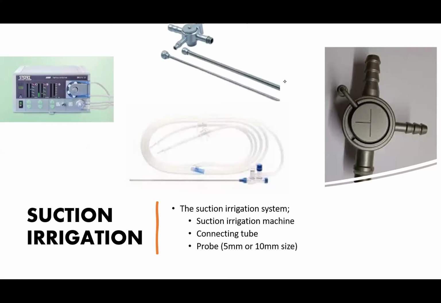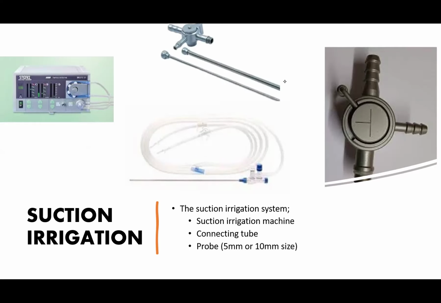Now, the suction irrigation system. There is a specialized machine that delivers irrigation fluid and suction at the same time. There could be 2 types actually. There is a machine that has both an inbuilt suction and irrigation system. And there's a machine that has only an irrigation system. Then you need a suction machine to be attached to the tip of the probe.